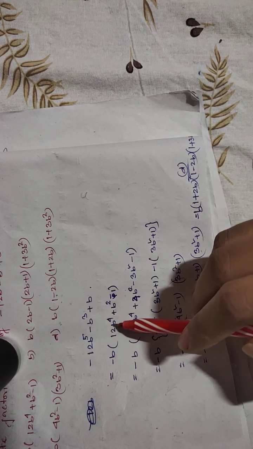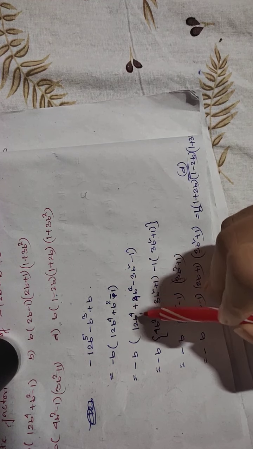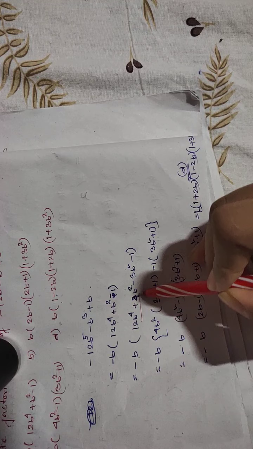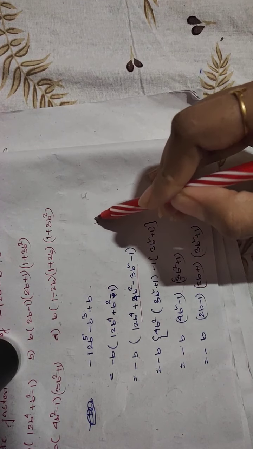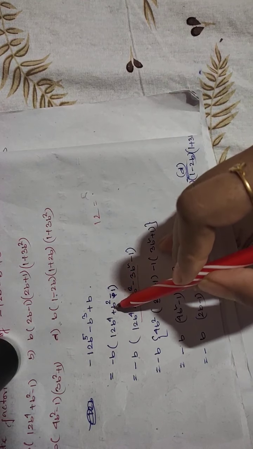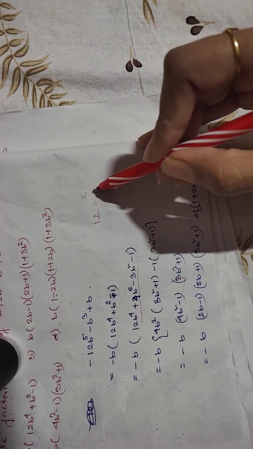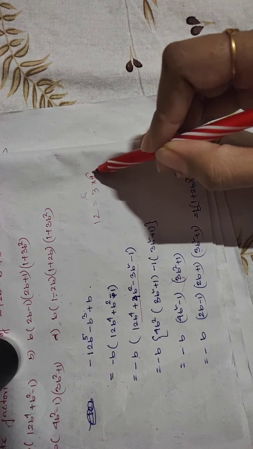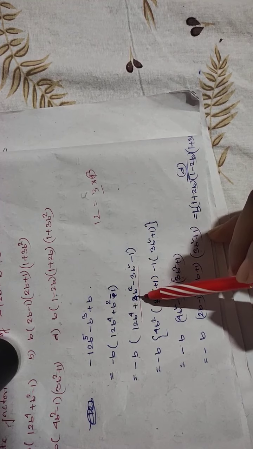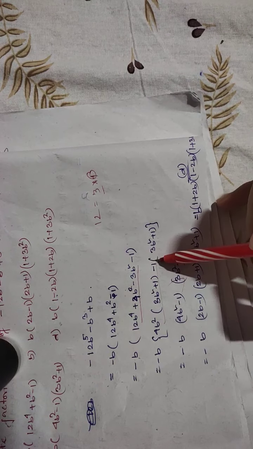Minus b I have taken common, 12 b power 4, b square minus 1 minus b. So from this 12 into 1, 12. So 12, but here by doing subtraction we have to get 1. 3 4s are 12. So 4 minus 3 we are getting 1. So that means 4b square minus 3b square, same only.